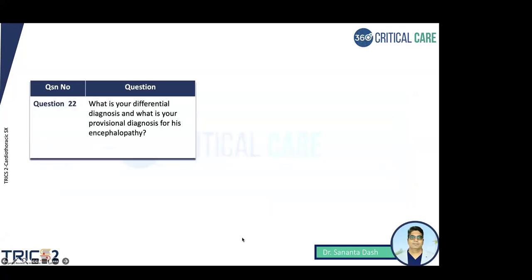All right. What is your differential diagnosis and what is your provisional diagnosis for this encephalopathy? So you need to talk about a few of the probables and then find out what is the main cause, or what may be the most probable cause. Can anyone give a go?